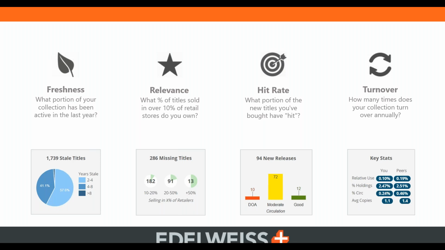Of the titles that you bought that have been published in the last year, how have they done? This little red measure over here is the one you want to minimize, which we playfully call DOA, dead on arrival, titles that haven't circulated at all. Again, you can click through to those and see them in the report.